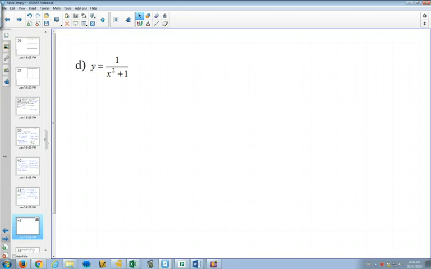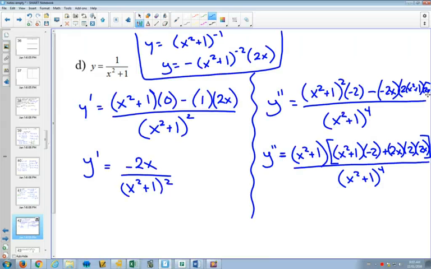All right, one more. So we could either do our first derivative with the quotient rule, or we could change this x squared plus 1 because it's on the bottom and bring it to the top by making it x squared plus 1 to the -1. And then we could use our power rule and chain rule. Either way, we get -2x over x squared plus 1 all squared.